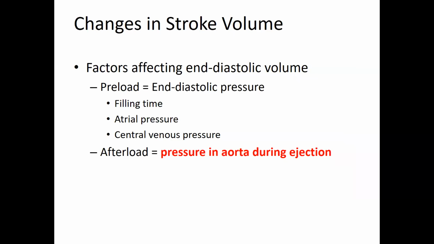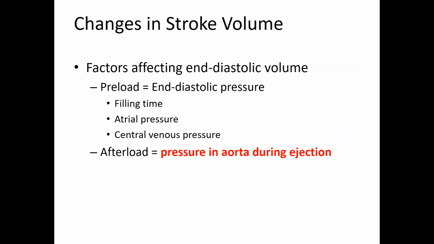All right, so if you increase filling time, sort of walk it through yourself in your head. If you increase filling time, the heart has a longer time to fill. More blood comes in, right? And so if more blood comes in, I'm going to pump out more blood or less blood? That's stroke volume. More, right? More is filled, more is pumped out.